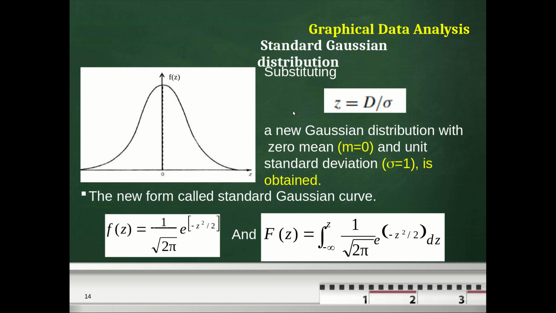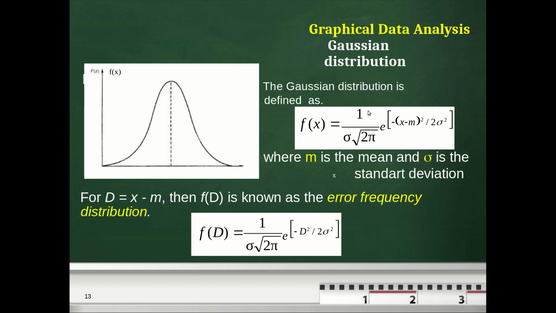Now we will define some equations that you can use in the mathematical analysis. So z equals d over sigma, where d is x minus m, the mean, and sigma is the standard deviation.